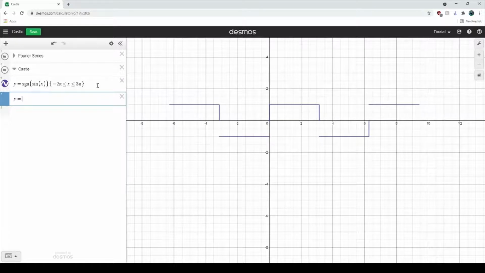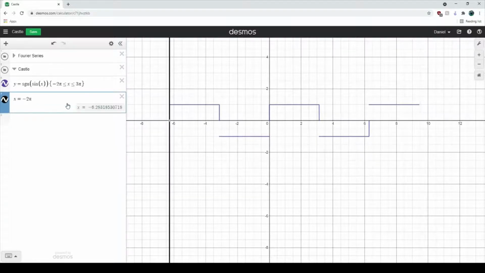The way you do it is you can pick on these ranges here, and we're not using y's, we're using x's because we want vertical lines. We want negative pi, and we want 3 pi.